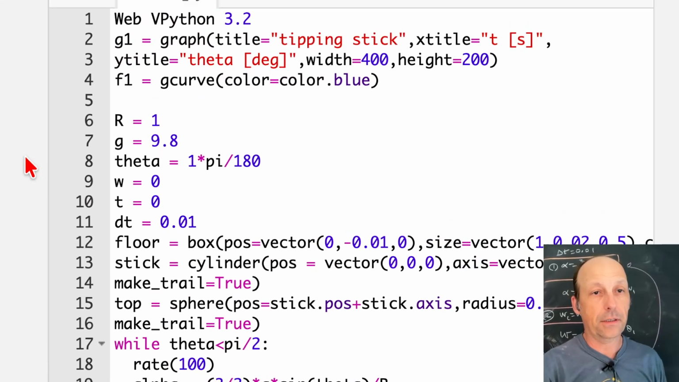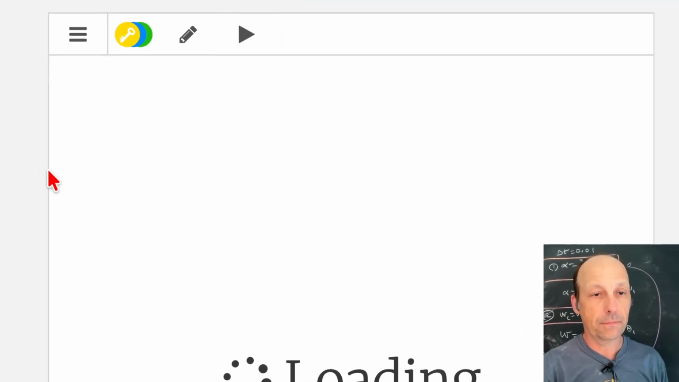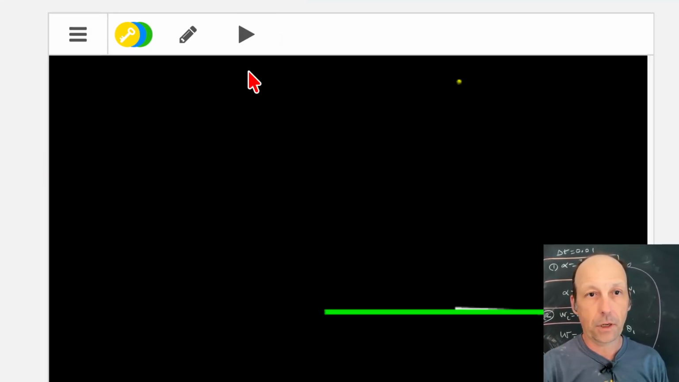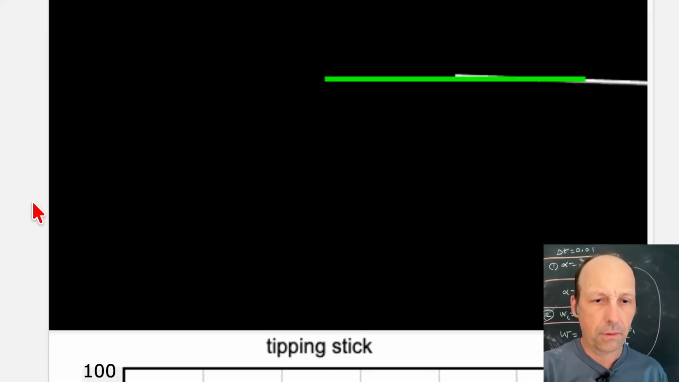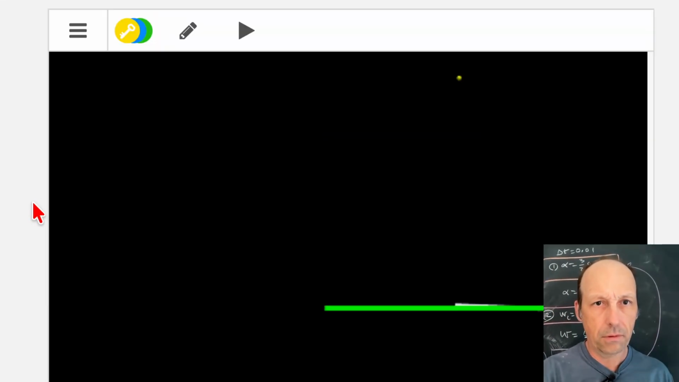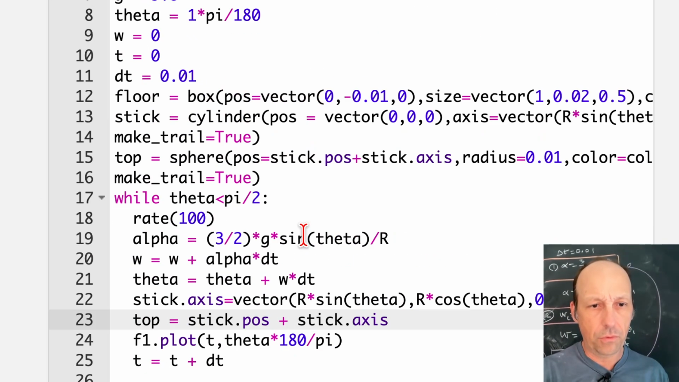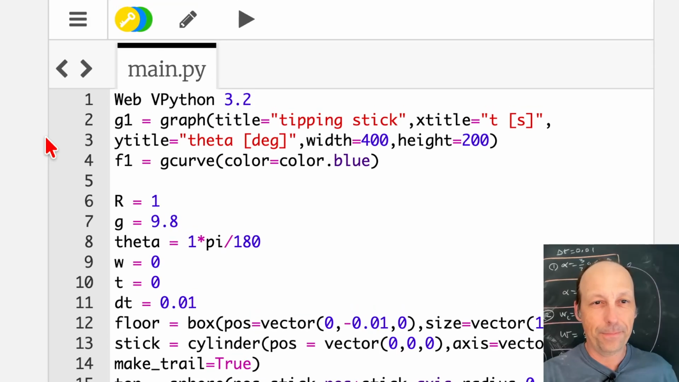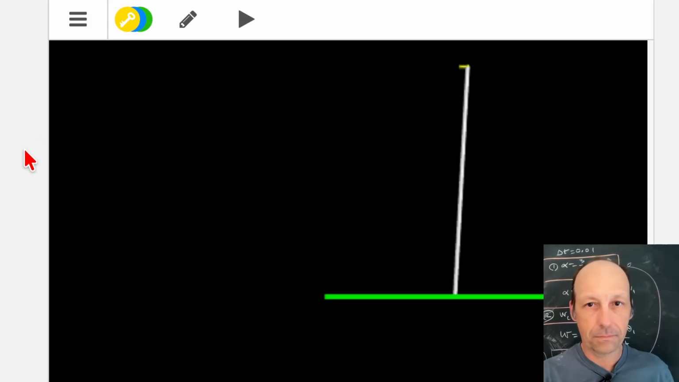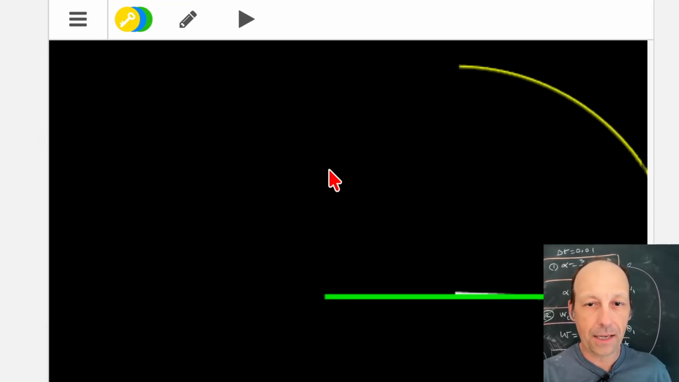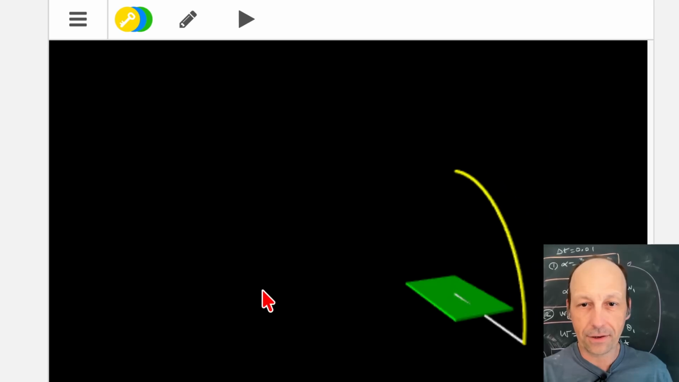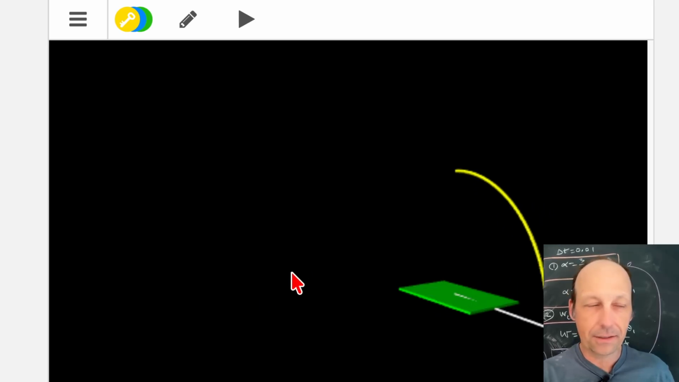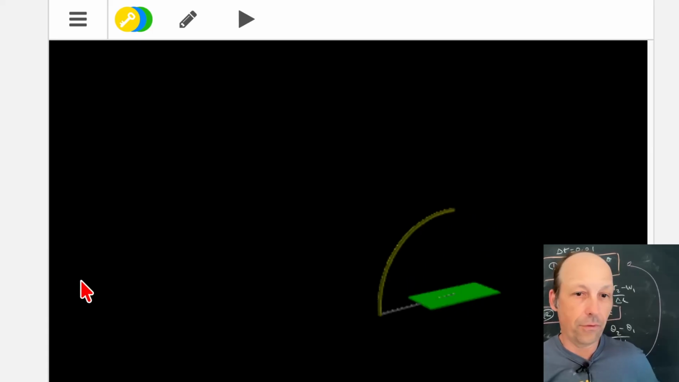Let's see what this looks like. Oh, this didn't move. Why didn't it move? I must top.pos. Okay. Yay. Okay, and there you go. Tipping stick. Now, oh, you can't see that. There we go. Moving around that way.